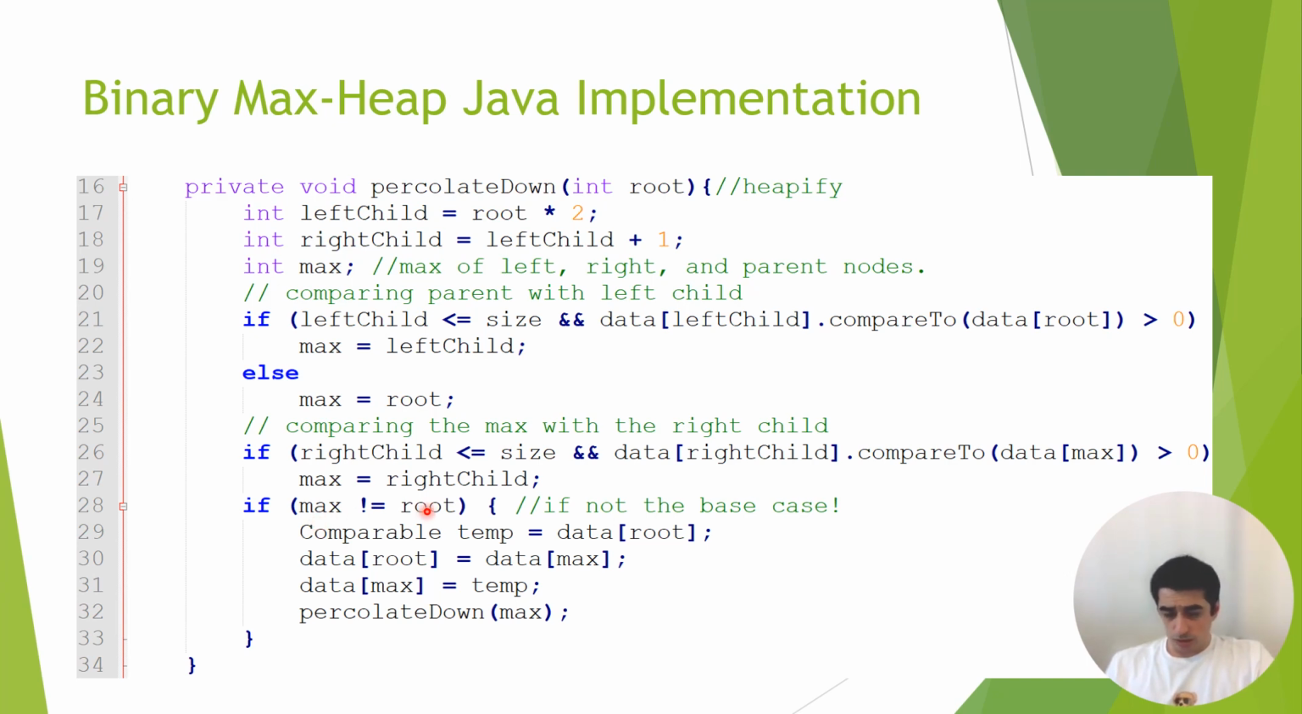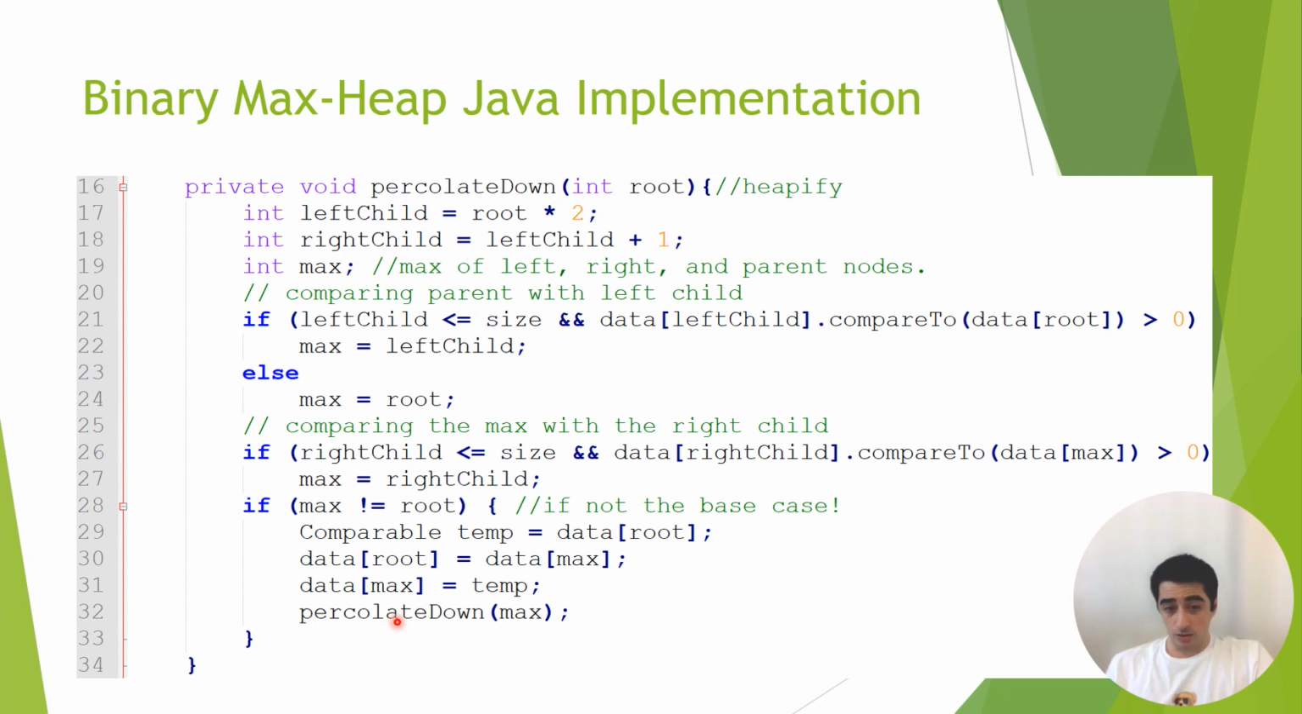If the max is not root, which means you need to swap the current node with the maximum of the two children, then you're going to do the swap operation. These 3 lines are going to swap the root with the maximum child. As you see, comparable temp equals data root, data root equals data max, data max equals temp. That's the very famous swap operation between 2 elements of an array. You need to have a temporary variable to do that.